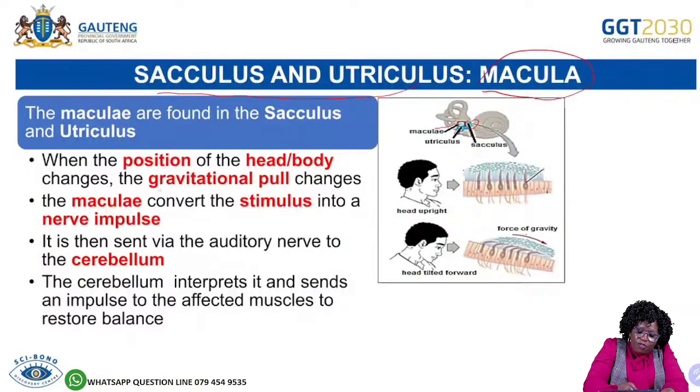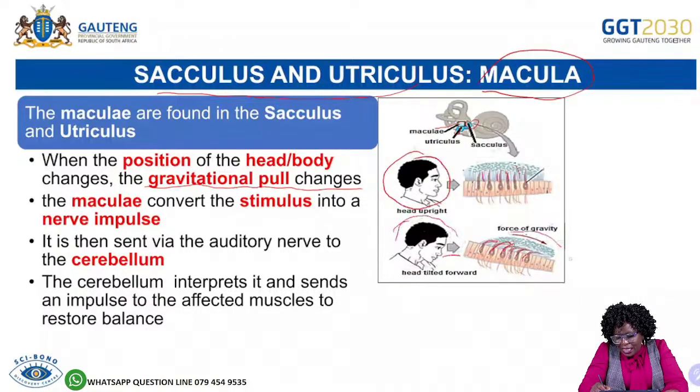When the position of the head changes, the gravitational pull changes. So if the person is upright, I want you to check this. The hair cells are standing upright, it's normal. But once the position of the head changes, you see this man here, the head is tilted. You see what is happening? Can you see the bending? This is now the trigger, and the force of gravity is there, and you can see the hair cells are bending.